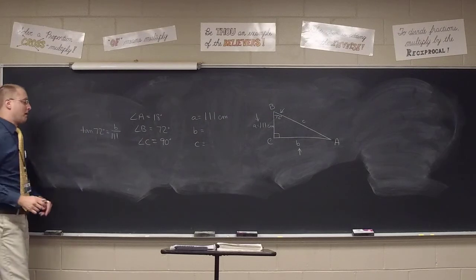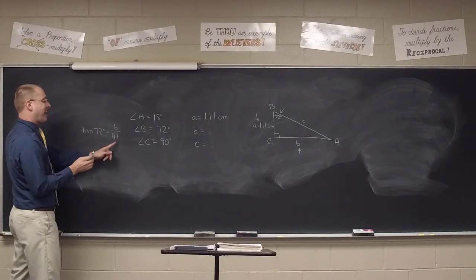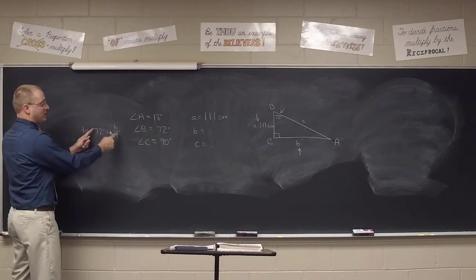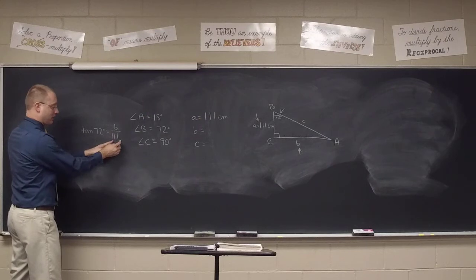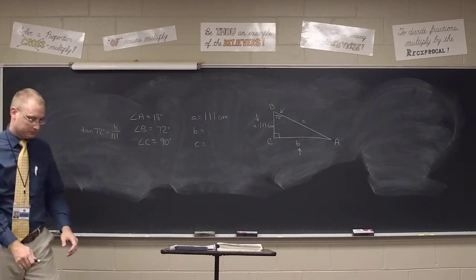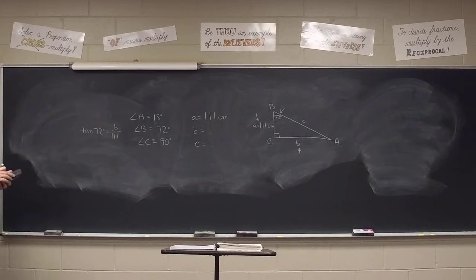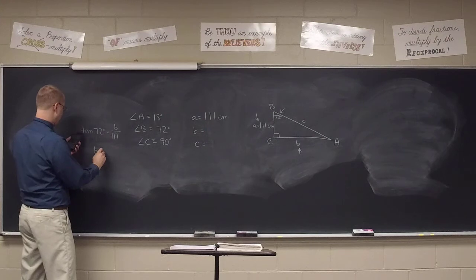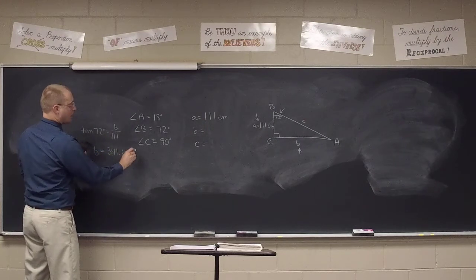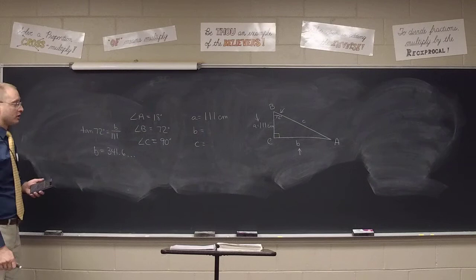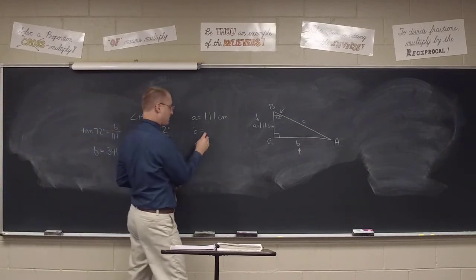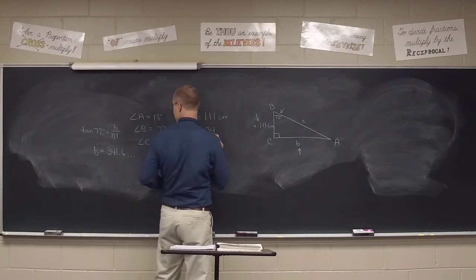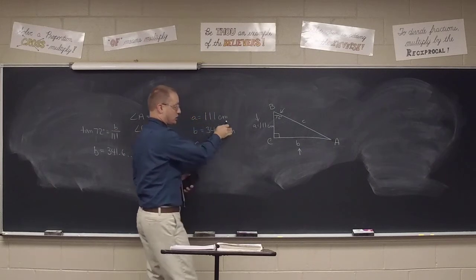Cross multiply. Strategy tip. Don't do tangent of 72 times 111, because you could accidentally multiply these and take the tangent of all of that. Do 111 times the tangent of 72. And we should get 3, 4, 1.6, blah, blah, blah. How many sig figs on the sides? 3. We did 2 on the angles, we'll do 3 on the sides, so we'll round B off to 342 centimeters. Don't forget your unit either.